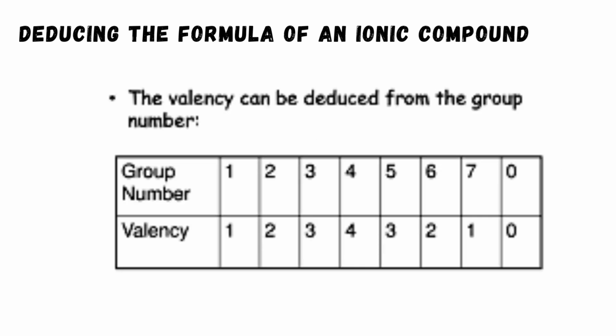The valency can be deduced from the group number. Group number 1 has valency of 1, group number 2 valency of 2, group 3 valency 3, group number 4 valency 4, group number 5 valency 3, group number 6 valency 2, group number 7 valency 1.